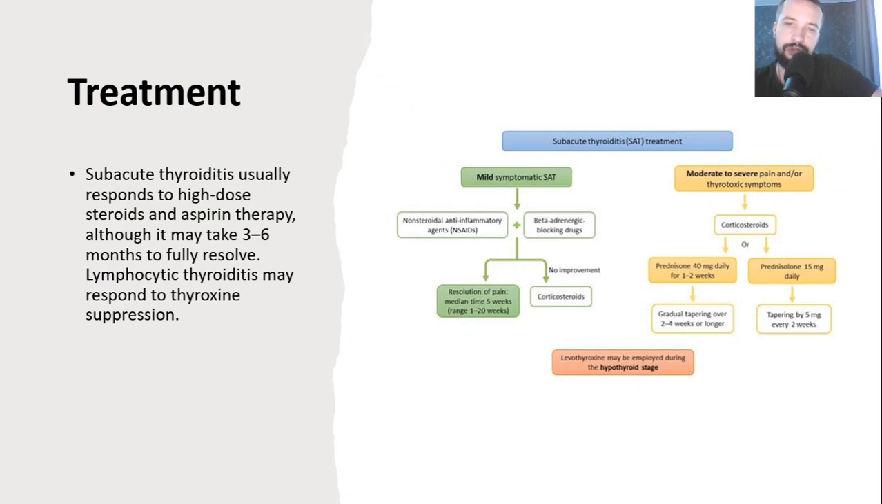Subacute thyroiditis treatment: mild symptomatic, non-steroidal anti-inflammatory agents, beta-adrenergic blocking drugs. No improvement, resolution of pain, median time 5 weeks, and corticosteroids. Moderate to severe pain and/or thyrotoxic symptoms: corticosteroids or prednisolone in dose 40 mg for 1-2 weeks or 15 mg daily. Gradual tapering over 2-4 weeks or longer tapering by 5 mg every 2 weeks.